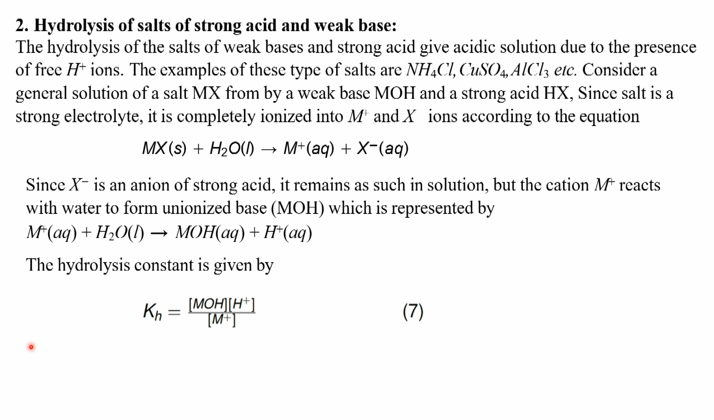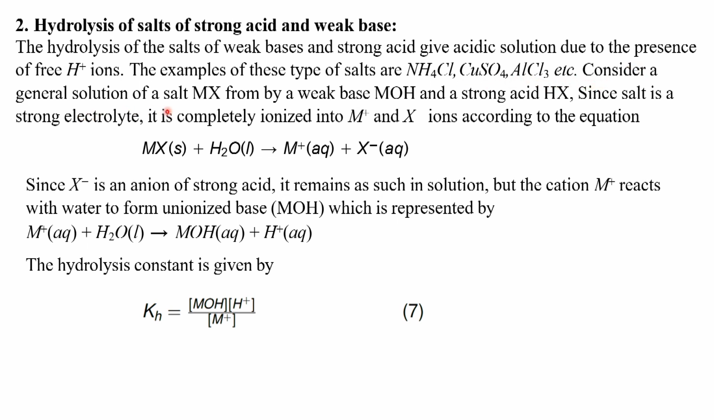Next, we discuss hydrolysis of salts of strong acid and weak base. The hydrolysis of the salts of weak bases and strong acids gives an acidic solution. Before, when hydrolysis took place for a salt of weak acid and strong base, we got an alkaline solution. But here, since the acid is strong, we get an acidic solution due to the presence of free H plus ions. Examples of these types of salts are NH4Cl, CuSO4, AlCl3, etc.